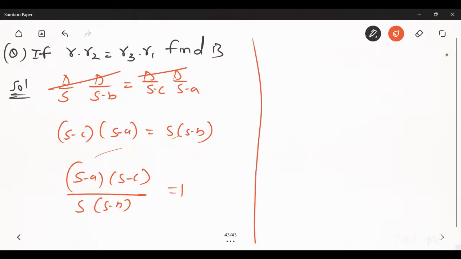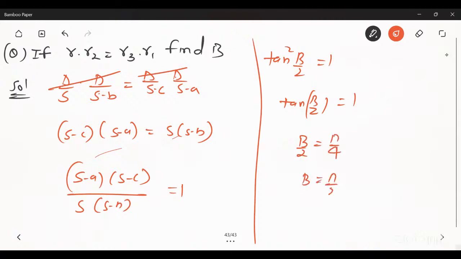So that was the value of tan square B by 2, because tan B by 2 is under root S minus A, S minus C upon S, S minus B. So tan square B by 2 is equal to 1. So tan B by 2 equal to 1. So B by 2 equal to pi by 4. So B equal to pi by 2. That means it is a right angle. Okay, that was your question.